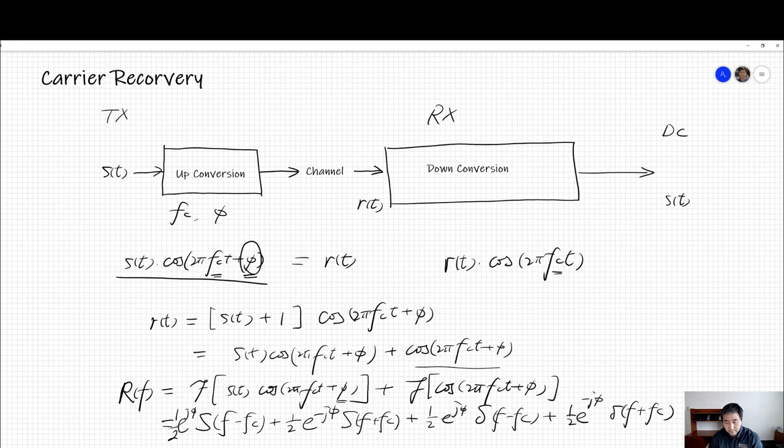Now, if my signal at the frequency f minus fc is much larger than the signal due to my message s, then I can focus on this term around carrier frequency fc and use that to calculate the phase phi.